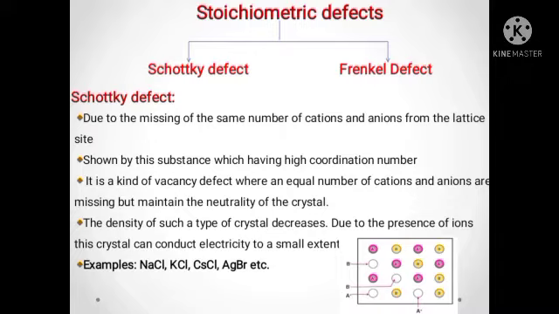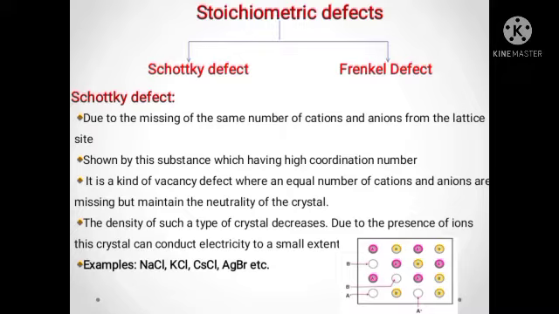Schottky defect occurs due to the missing of the same number of cations and anions from the lattice site. This type of defect is shown by substances having high coordination number. And Schottky defects generally occur in ionic compounds in which the radius ratio of cation and anion is not far below unity. It is a kind of vacancy defect where an equal number of cations and anions are missing but maintain the neutrality of the crystal.